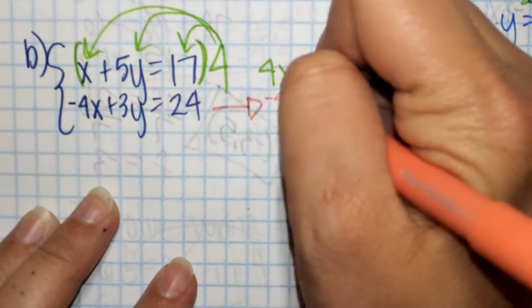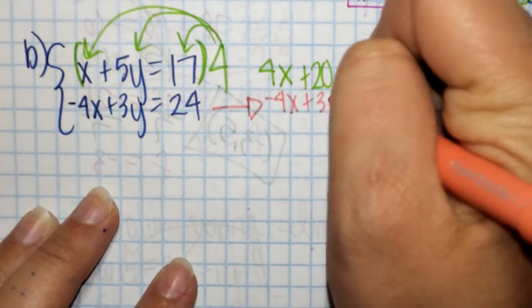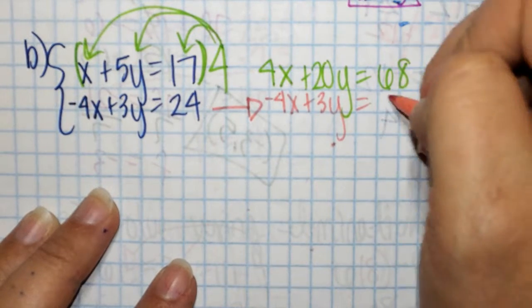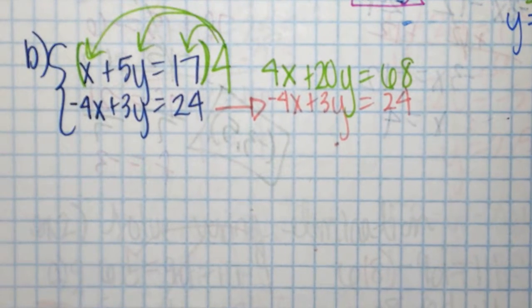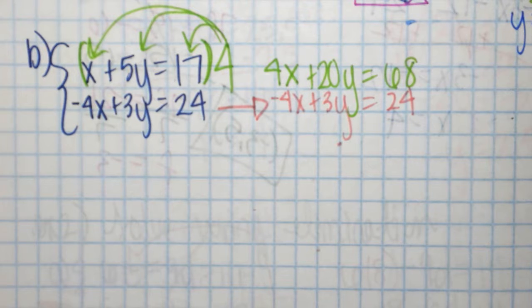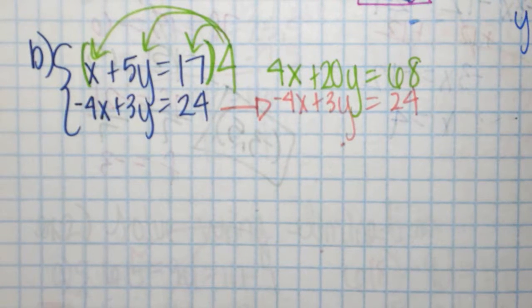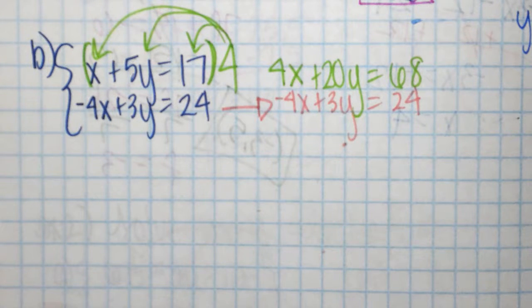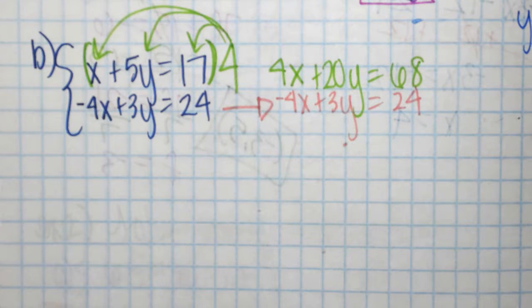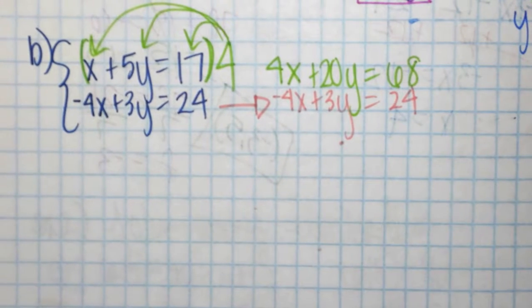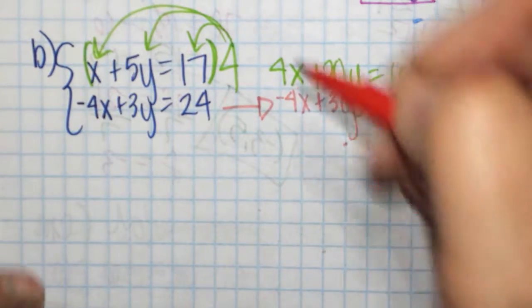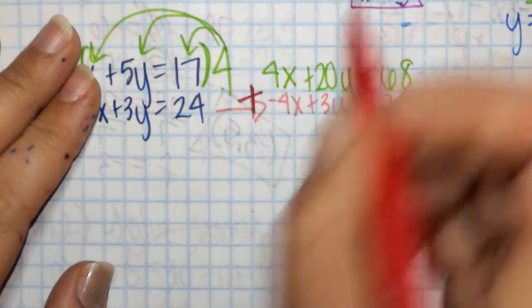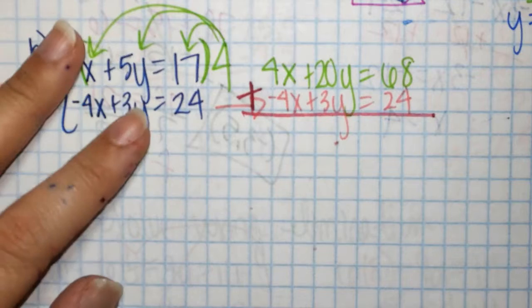We have -4x plus 3y equals 24. Now, do you guys think I'm going to eliminate the x or the y? The x, because they have the same number and opposite signs. So am I going to add or subtract? Add, because they have opposite signs. So we're going to put a big plus sign, and we're going to add straight down.